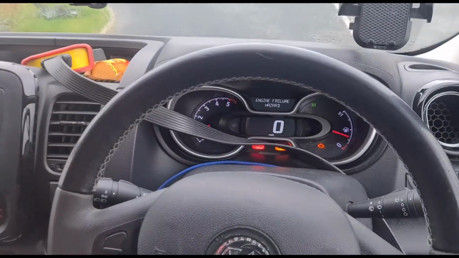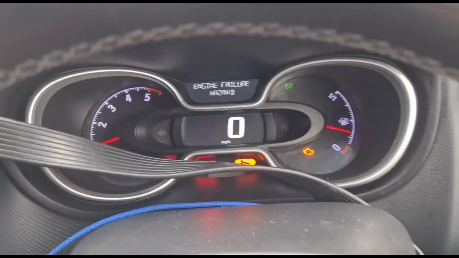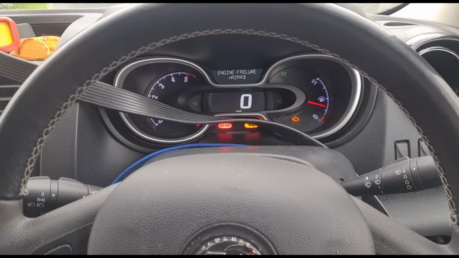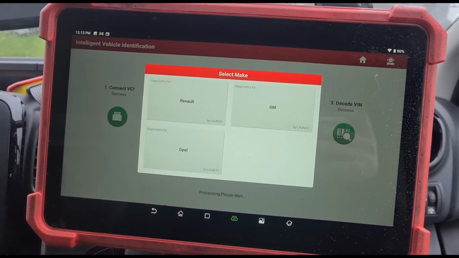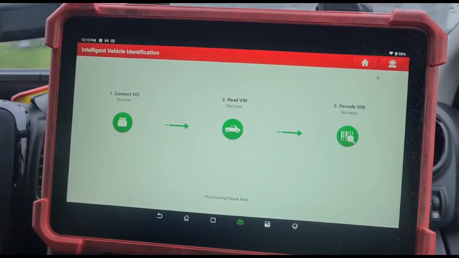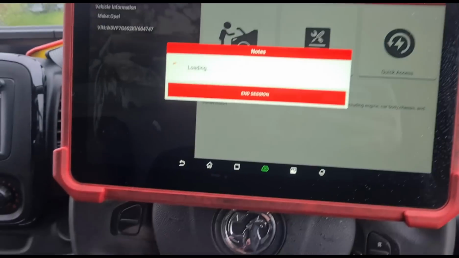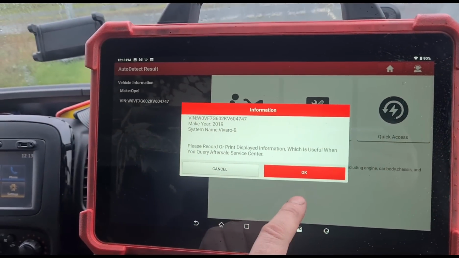and while that's loading up I'll show you what we're looking at. Engine failure hazard, engine management lights on. So you get all of the above there: engine failure hazard, check engine, check injection, and sometimes anti-pollution fault. Now I have a choice here to go in as a Renault, GM or Opel. Opel Vauxhall is the same, but it is a Renault Trafic, it's just a Vauxhall badge, so that's why the diagnostic system just isn't right.